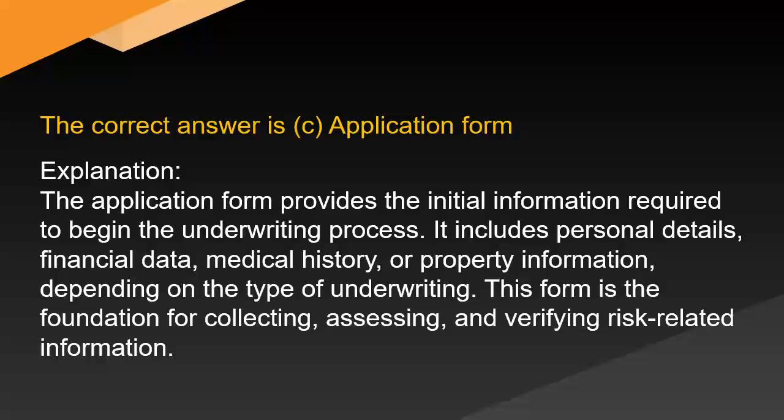The correct answer is C. Application form explanation. The application form provides the initial information required to begin the underwriting process. It includes personal details, financial data, medical history, or property information, depending on the type of underwriting. This form is the foundation for collecting, assessing, and verifying risk-related information.